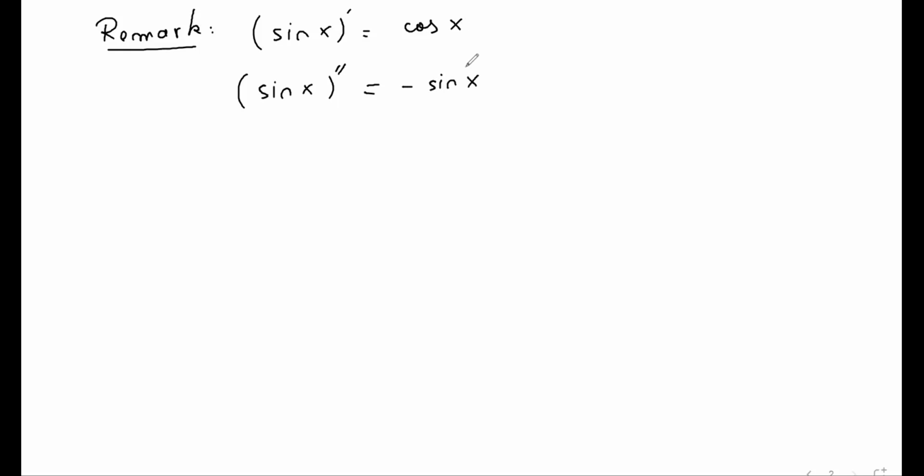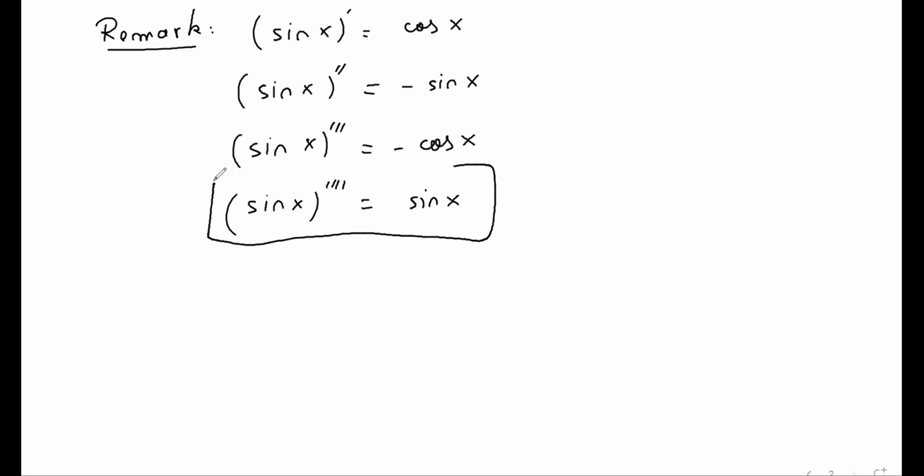Right? So the derivative of cosine here is negative sine. All right, if you do one more derivative of sine x, sine x prime prime prime, that means the derivative of the above, that's going to be negative cosine. And finally, if you do yet another derivative, sine x prime prime prime prime, 4 times here, that's going to be the derivative of negative cosine, which is going to be negative negative sine, or positive sine x. So it's going to be sine x.